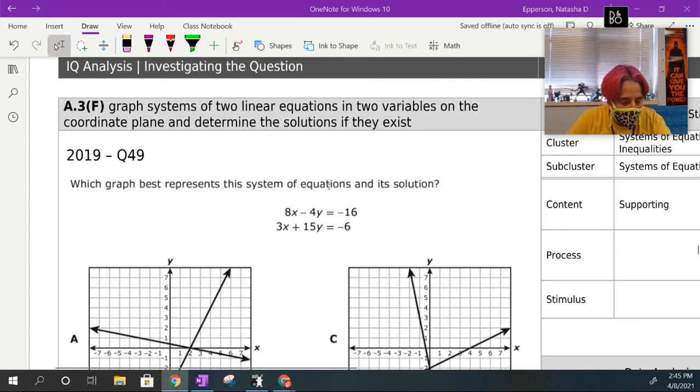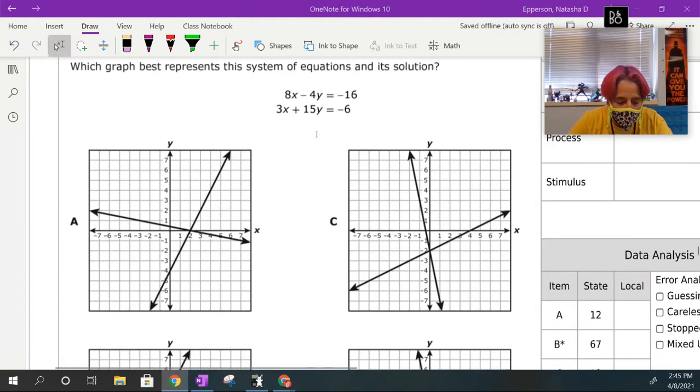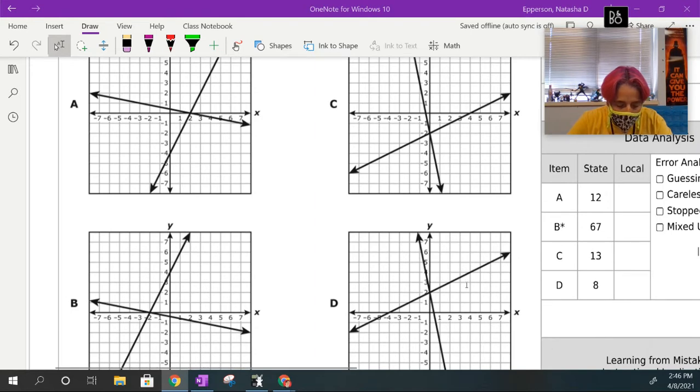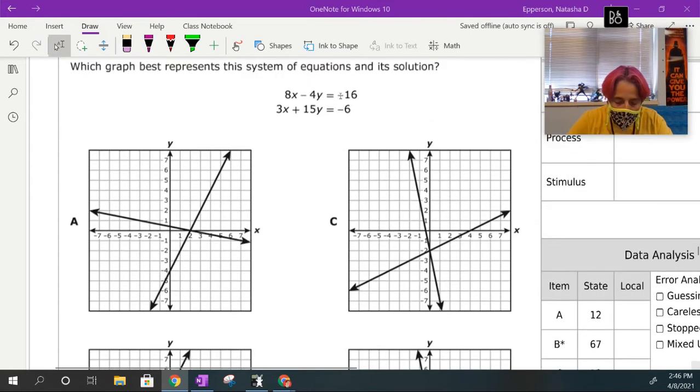All right, so on these questions, we're going to be going over Q3F, which is graphing the system of two linear equations with two variables on the coordinate plane and determine the solutions if they exist. Okay, so the first thing I need to do is figure out my equation. I've got some different possible answer choices. I'm going to solve the top equation.